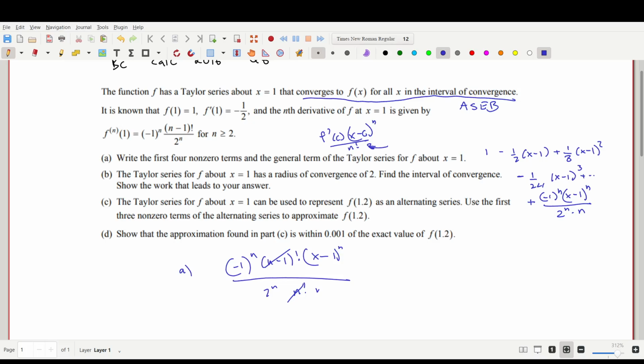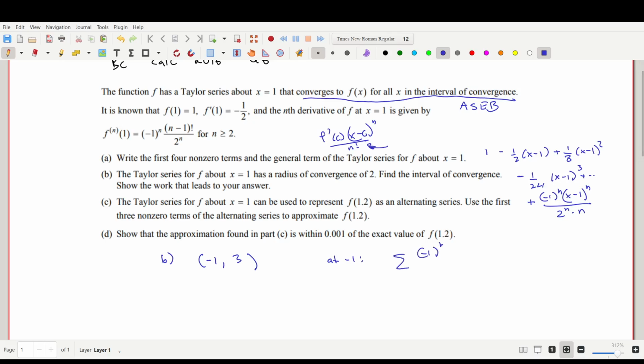Apologies. All right, B, the Taylor series for f about x equals 1 has a radius of convergence of 2. Find the interval of convergence. Let's see. Yeah, I just got to plug in the endpoints. Let me erase this here because we don't need it anymore. We know the interior of the interval is negative 1 to 3 because 1 is the center and 2 is the distance on either side. We just don't know about the endpoints. So we got to plug those in, and let's plug in negative 1. We get negative 1 to the n. Negative 1 minus 1, negative 2 to the n over 2 to the n times n. You can break up the negative.